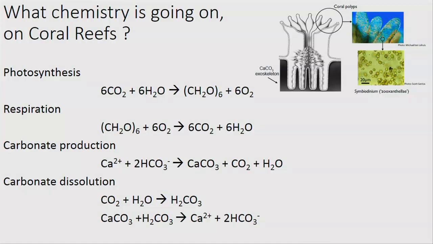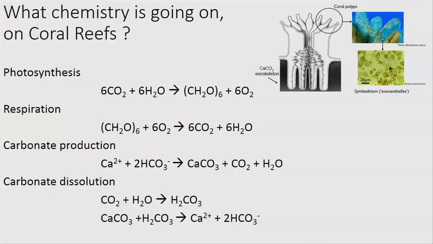Okay, and the other thing that I've been talking about is this calcium carbonate production, and these are the equations of production. So dissolved calcium ions and bicarbonate ions in the water column are converted into the mineral calcium carbonate, okay, and this actually gives off CO2.